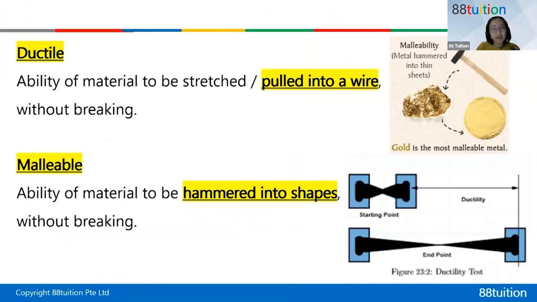Okay, now let me revise these two terms. These two terms are important. You're going to use this all the way until the O-level exam. If ever they ask you about ductile, malleable, please don't get it wrong again. So ductile means you pull it into thin wires. Here we're talking about very, very thin wires. Then malleable is hammered into shapes without breaking.